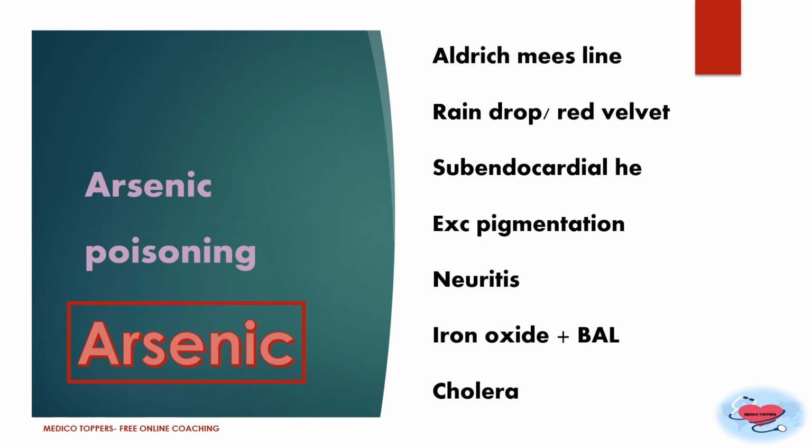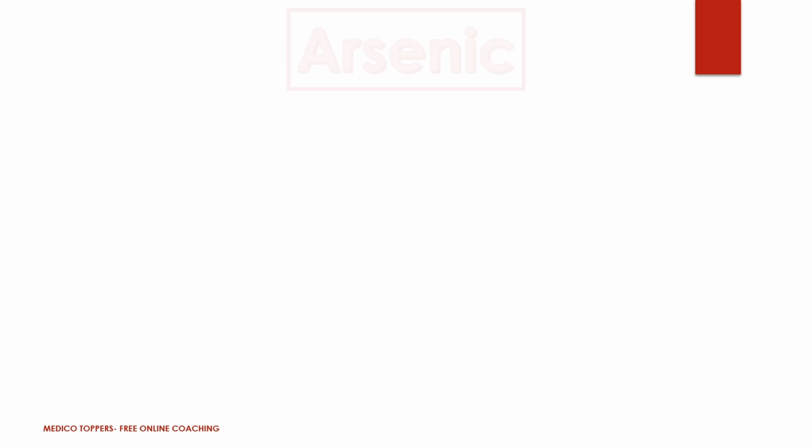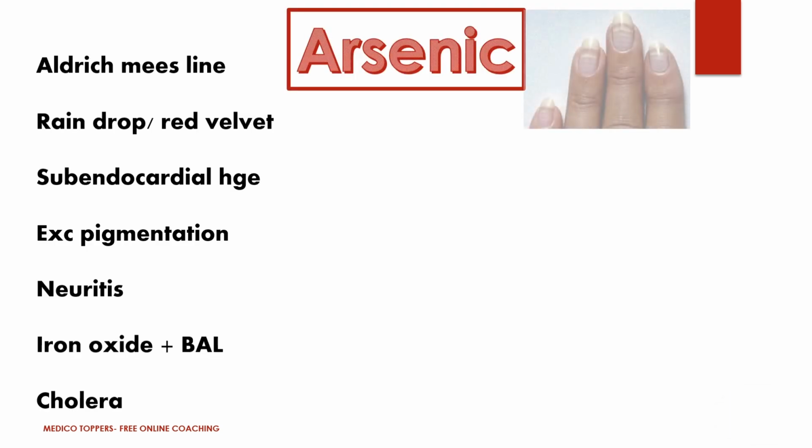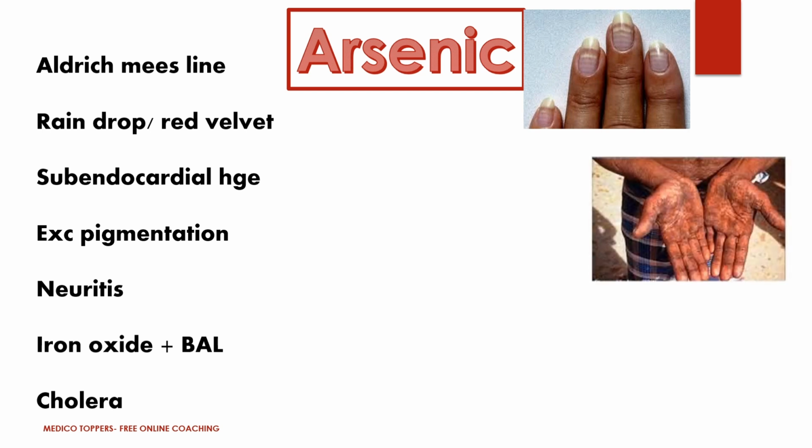ARSENIC. A for Aldrich-Mees line. Aldrich-Mees line is nothing but the transverse white line which you can see in the nails, as you can see in this picture. Or R for raindrop pigmentation or red velvet stomach. Raindrop pigmentation occurs in the skin, and red velvet stomach is a postmortem finding of the stomach.